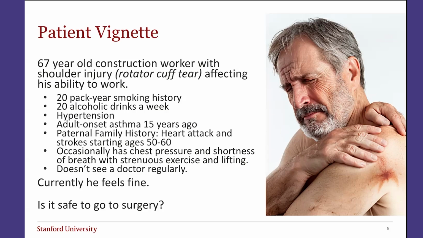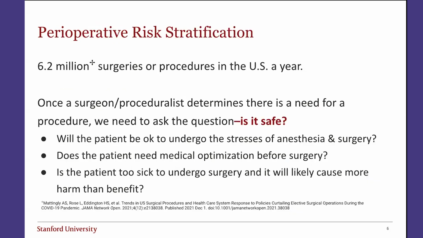So can we just take this patient to surgery? This question comes up about 6 million times a year in the US, because we do about 6 million surgeries or procedures across all our hospitals. Once a surgeon or proceduralist determines that yes, we need to do a procedure, then we need to ask: is it safe to do this procedure on this patient? Will the patient be able to undergo the stresses of anesthesia and surgery? Does the patient need any medical optimization before surgery? And in some situations, is the patient too sick to even withstand the surgery, and is the surgery more likely to cause harm than benefit?